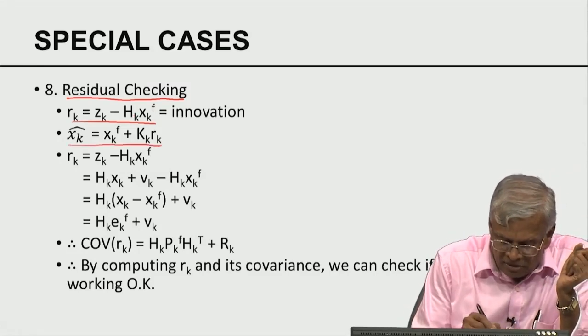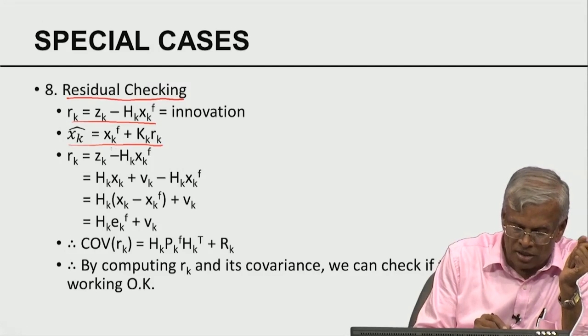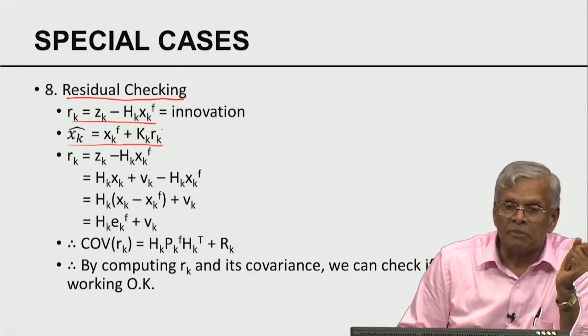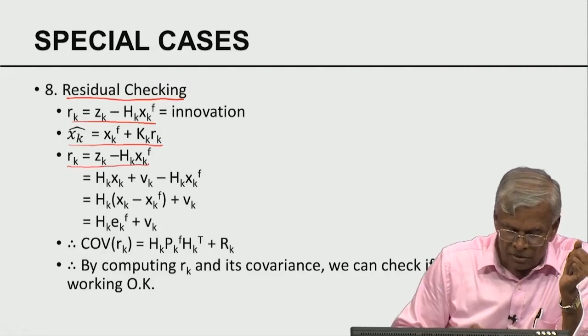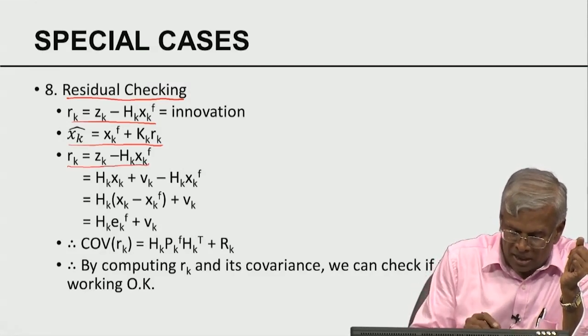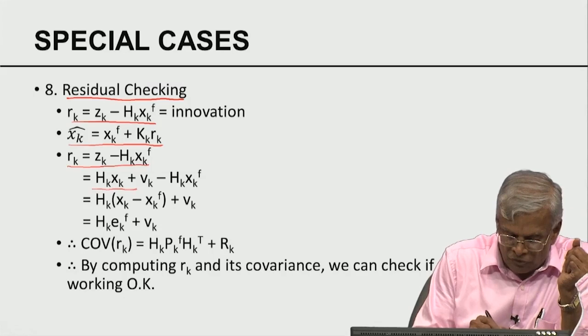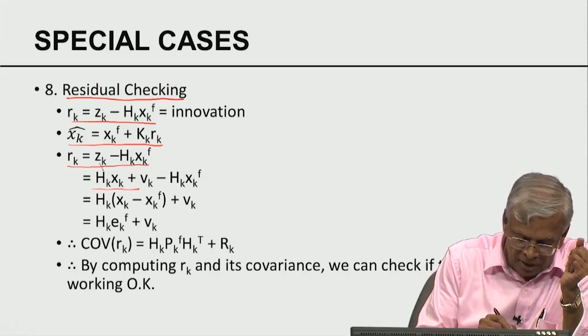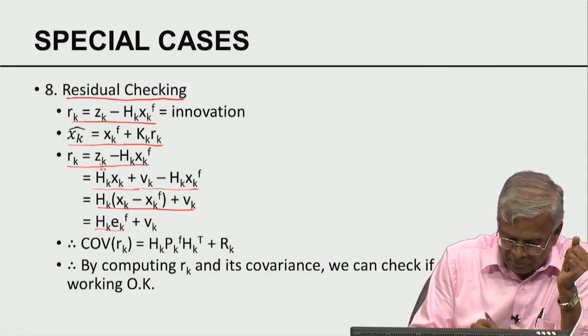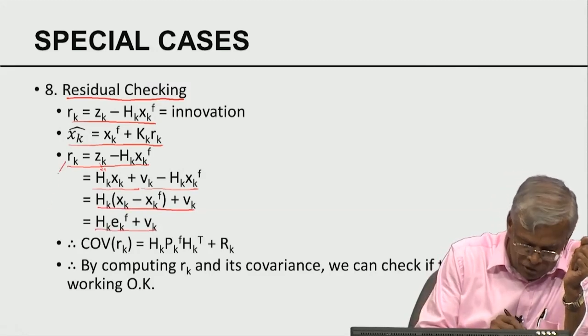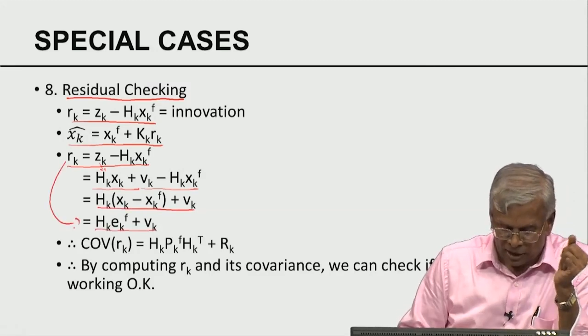Xk hat is given by this. The Kalman filter equation is the forecast plus Kalman gain times the innovation. Therefore, RK is equal to ZK minus HK XF. I am going to substitute for ZK from here. I have the forecast. It can be rewritten like this. Therefore, the residual has this equivalent expression.